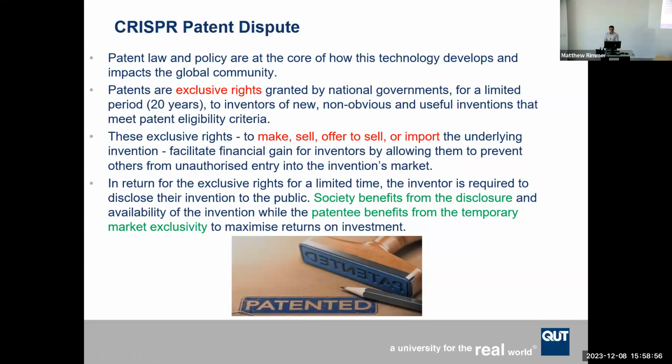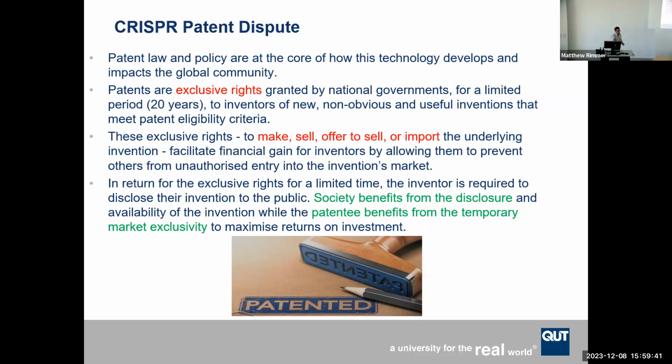Now, I will focus on the CRISPR patent dispute and how it is posing barriers to innovation and dissemination. I will provide a brief overview of patent law and how it works, because not everyone has a background in patent law. Patents are exclusive rights granted by national governments, such as the right to make, sell, offer to sell, and import for a specific period of time, that is 20 years. After that 20-year period, the technology goes into the public domain and others can copy that technology.